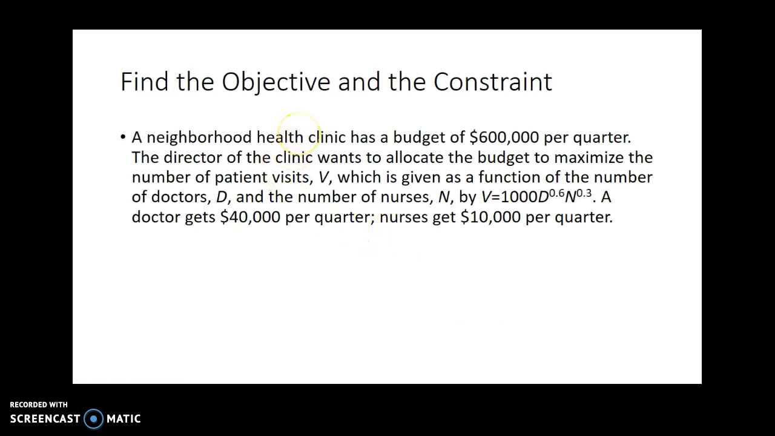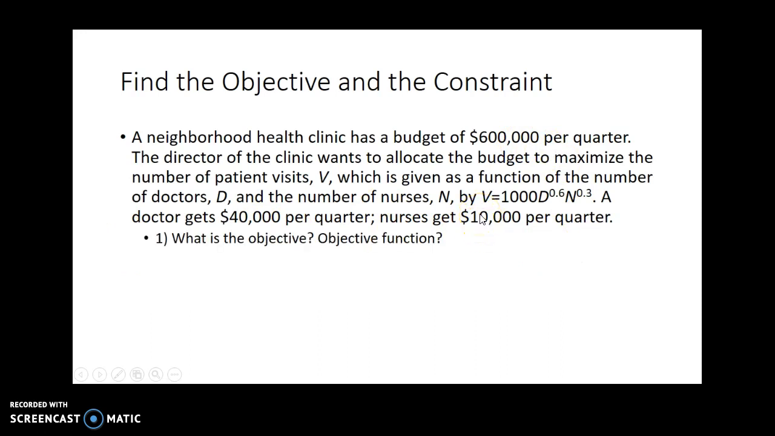So a neighborhood health clinic has a budget of $600,000 per quarter. The director of the clinic wants to allocate the budget to maximize the number of patient visits, V, which is given as a function of the number of doctors and the number of nurses. So clearly, the more doctors and more nurses we have, assuming our facility can handle having more of them, then we would be able to maximize the number of patient visits that way. But we've got this budget, that's a constraint, and a doctor gets $40,000 per quarter, nurses get $10,000 per quarter.